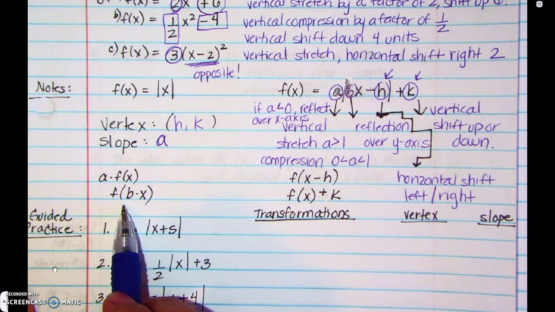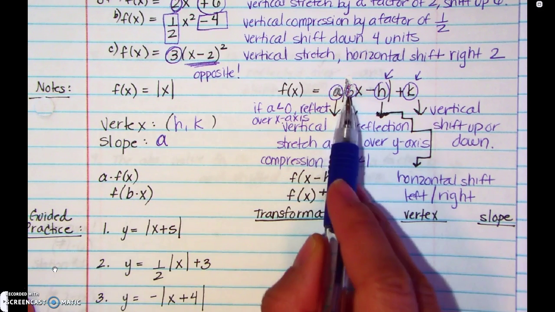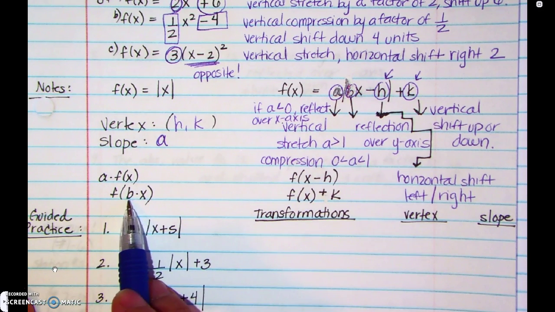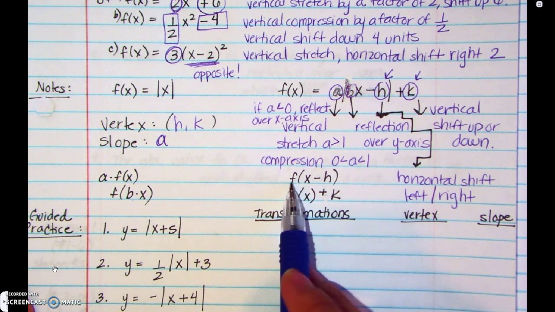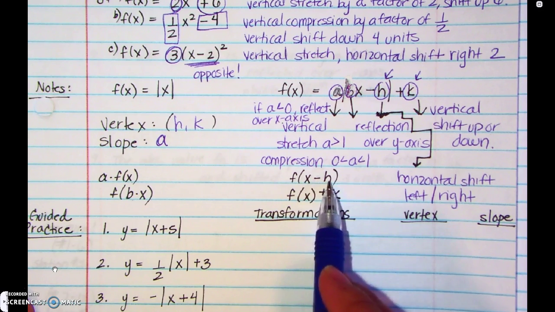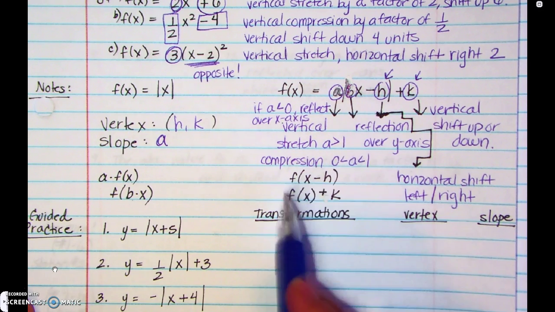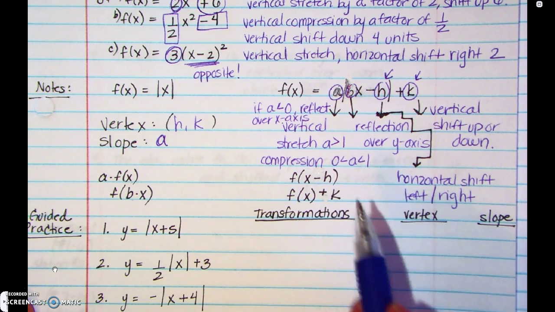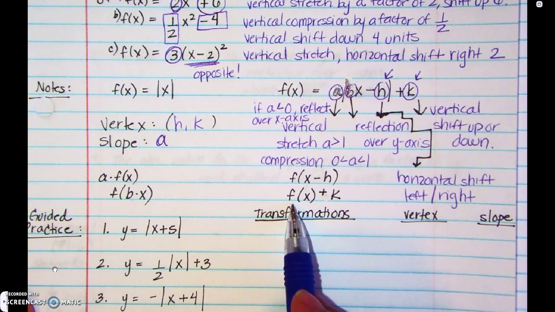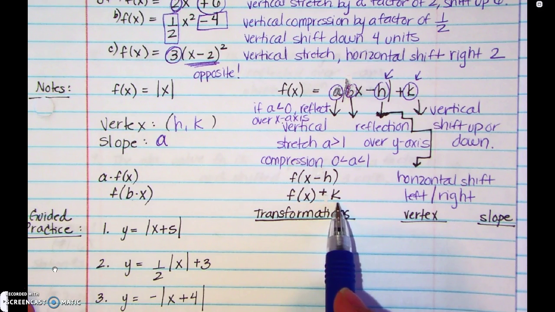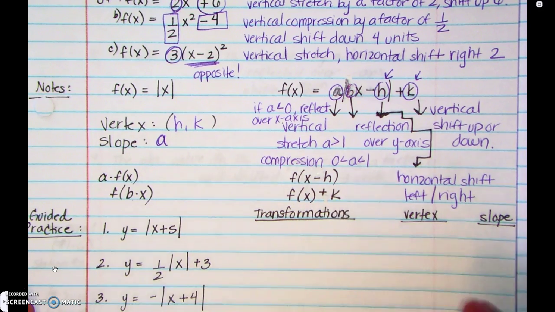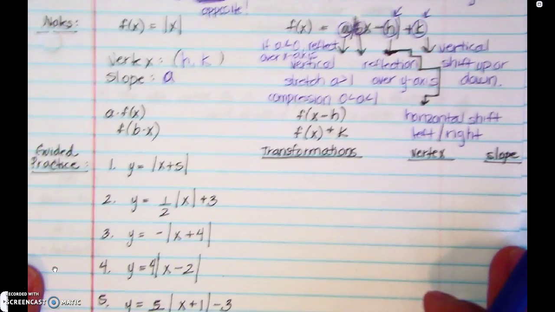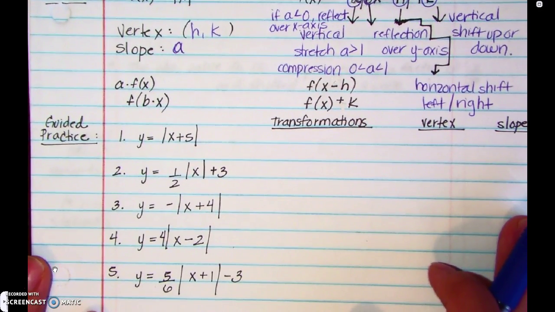You may also see it as f of b of x. The b stands for this b, so you know that it could be a reflection over the y-axis if b is negative. Okay, you could see it f of x minus h. This is the same thing as that. Okay, all it's saying is to shift the graph to the right or to the left, h units. Or you could see the function plus k. So that's telling you to shift up or down. All right, so in our guided practice, we're going to do some problems together.